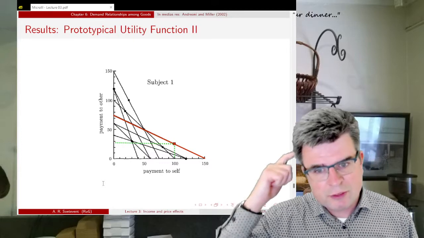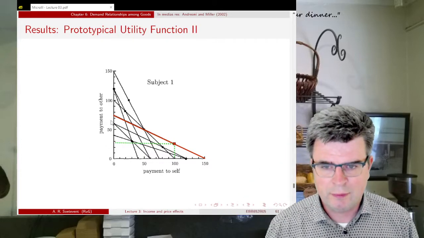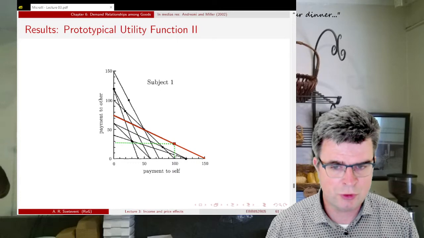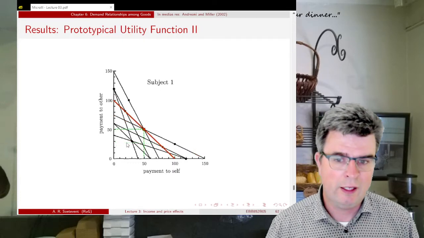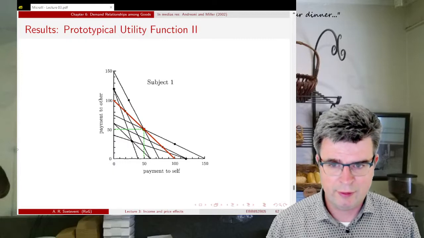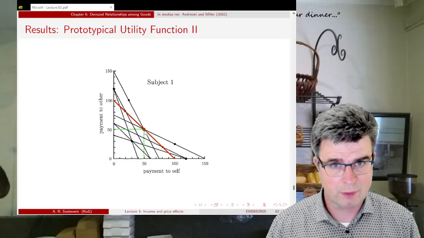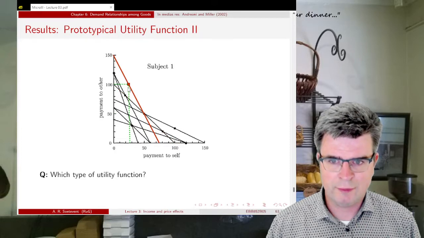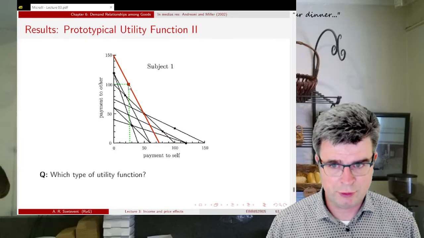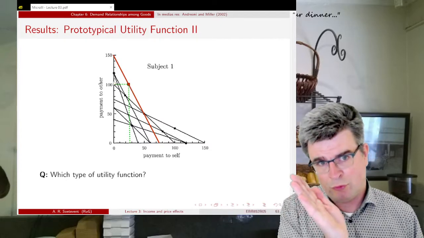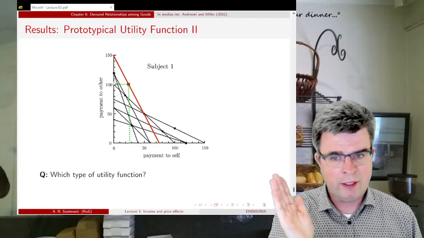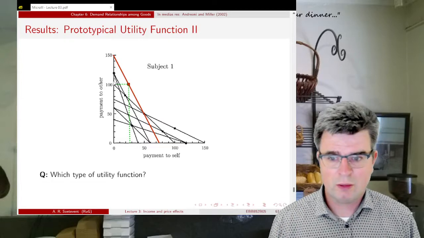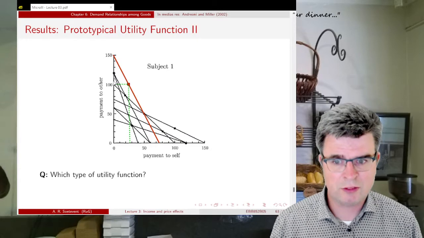Then another subject is subject 1. Given that this is the budget line, he chooses this division where the payment to self is 100 and to the other person about 30. If he faces a different budget line, then he changes his choice for the consumption bundle. And with a third budget line, he chooses this allocation over here. So if we move from the first to the second to the third budget line, then giving to the other person becomes relatively cheaper.